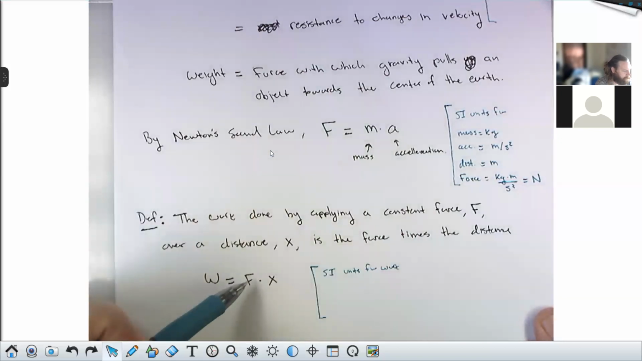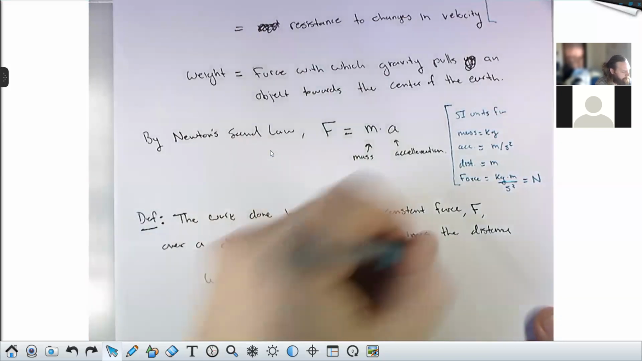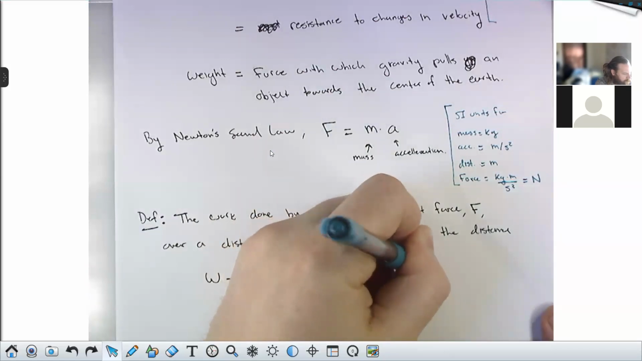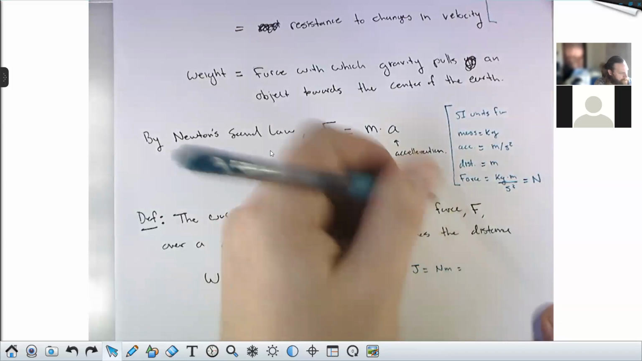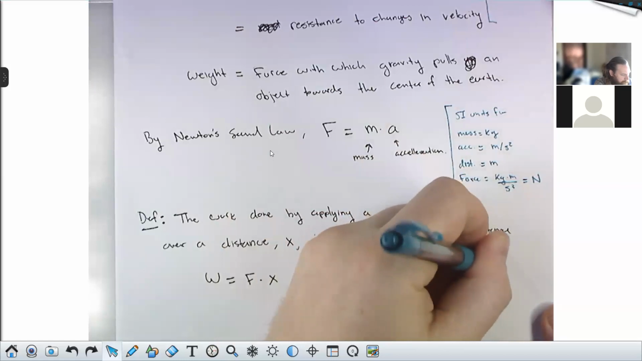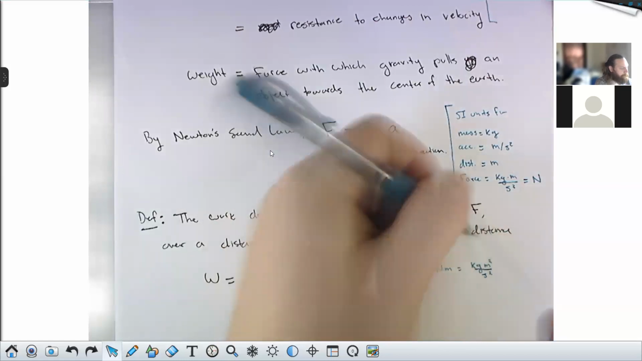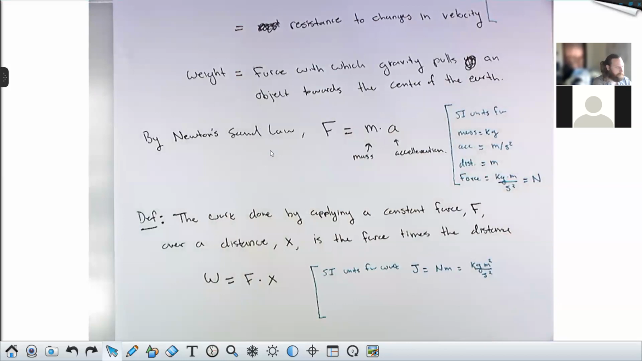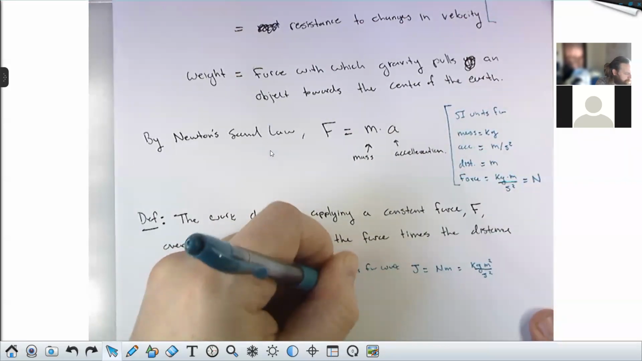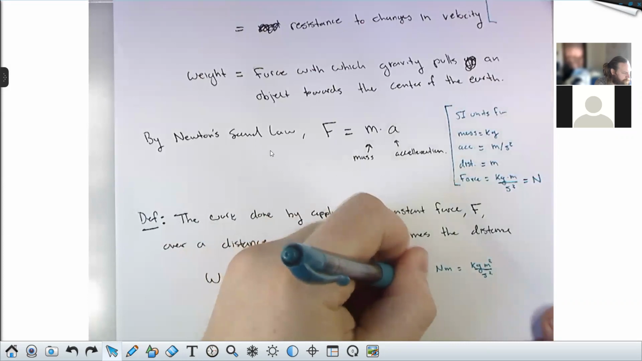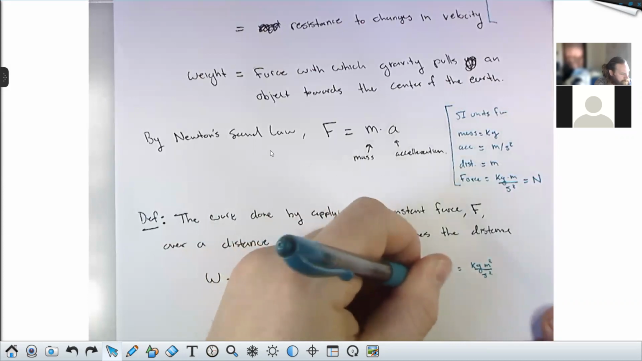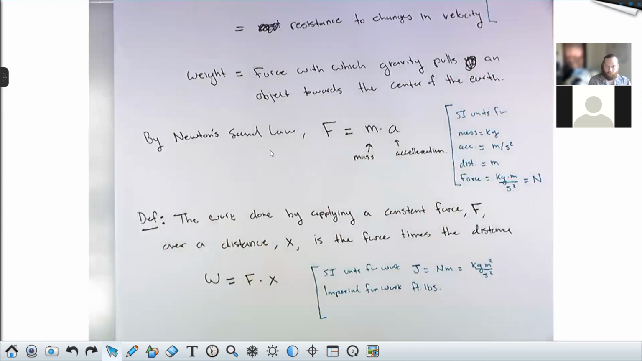Again, work is a force, which is newtons, times a distance, which is meters. This is called the joule, which is newton meters or kilogram meters squared per second squared. The imperial unit is the foot-pound. Pound is force, feet is distance, so force times distance is pounds times feet.